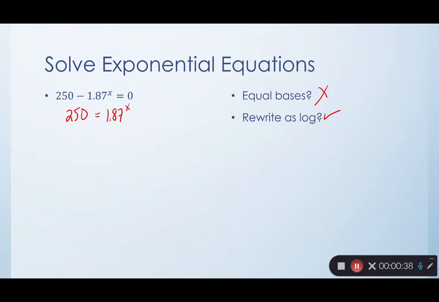And then we can rewrite this. We can say log base 1.87. So what power do I have to raise 1.87 to get 250? So this would be 1.87 to the x equals 250, and that's a number. Log base 1.87 of 250 equals x. That's an okay answer, okay?